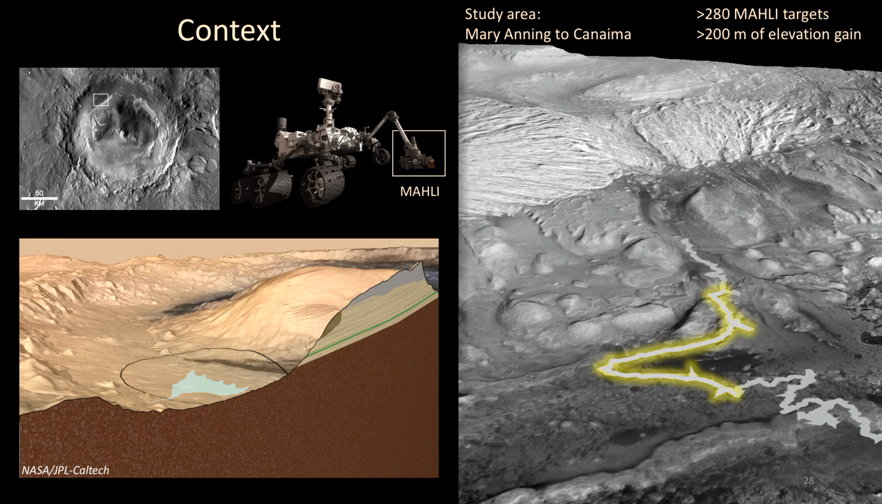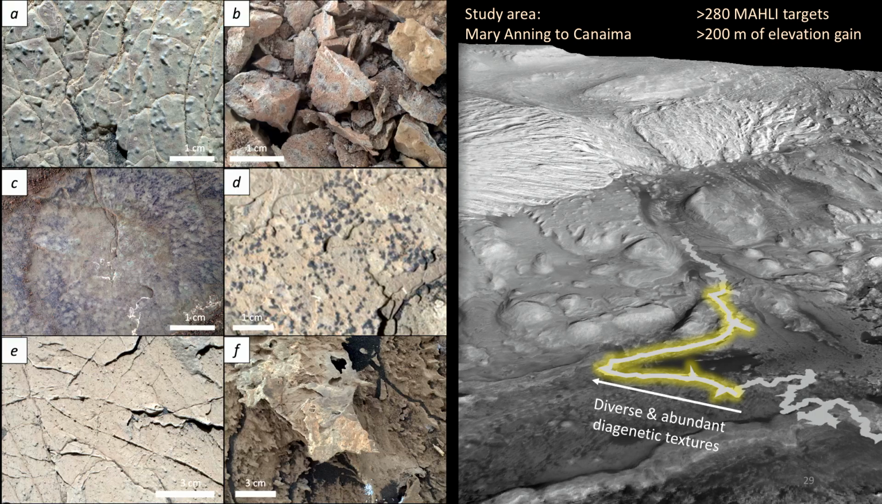I mostly focused on imagery from the MAHLI instrument. That's our hand lens imager on the rover that takes really nice up-close pictures of these nodules so we can unpack what they look like a little bit better. And what we found as we drove across this region was we started to see this amazing suite of diagenetic textures, not just nodules, but color splotches.